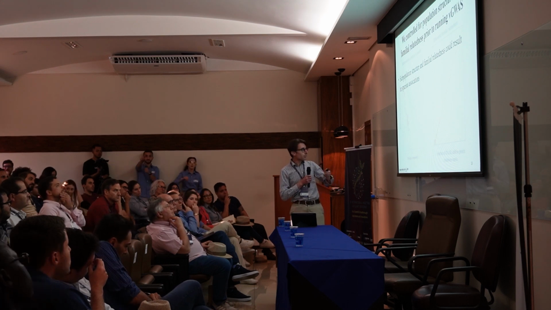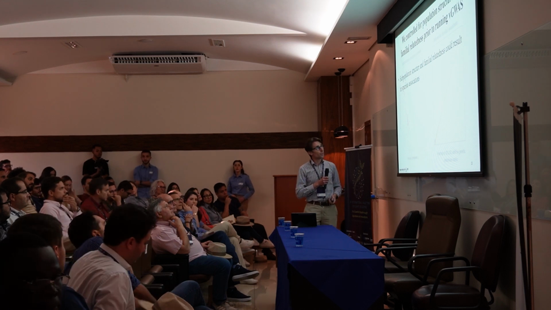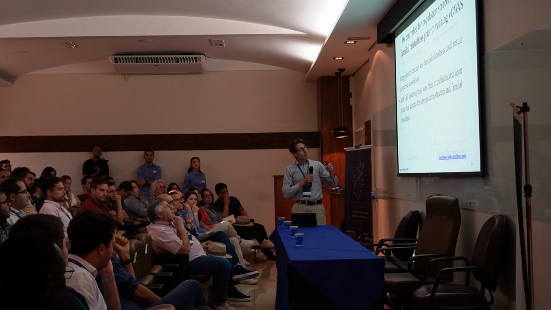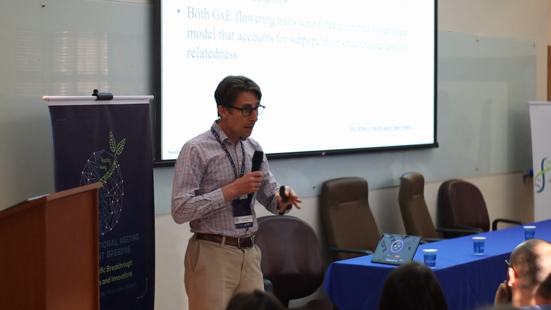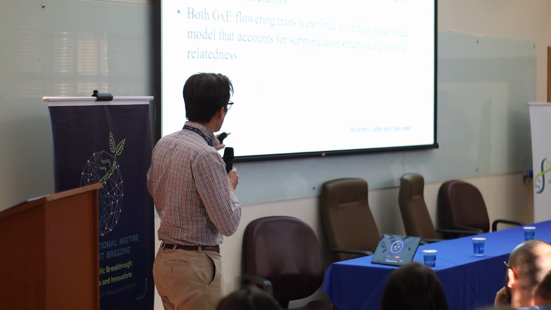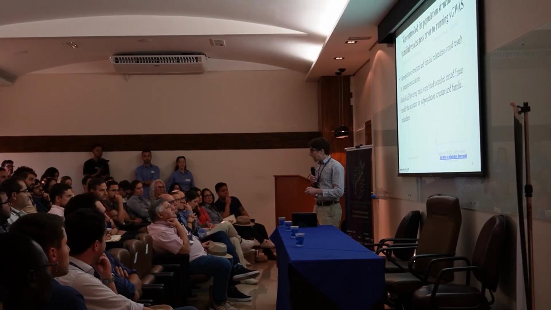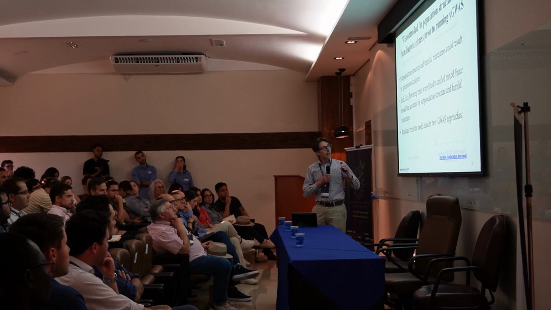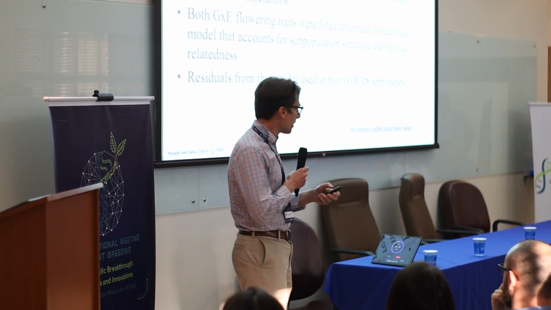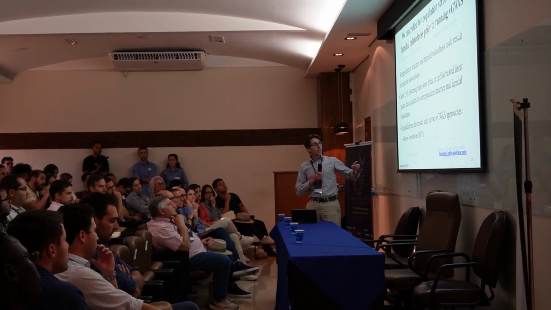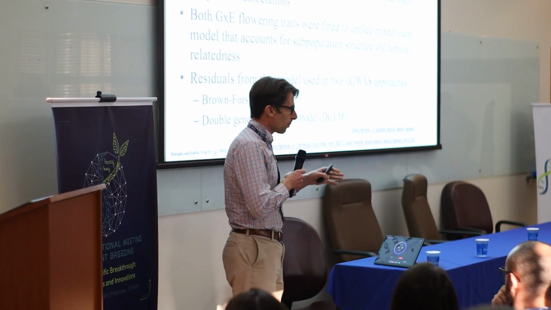We realized that subpopulation structure and familial relatedness could result in spurious associations. So both of these G by E flowering time traits, which I told you how we obtained them, were fitted to the unified mixed linear model that accounts for these two factors of spurious associations. And then the ensuing VGWAS approaches used the residuals, okay? So we used these residuals for the Brown-Forsythe test and the double generalized linear model.